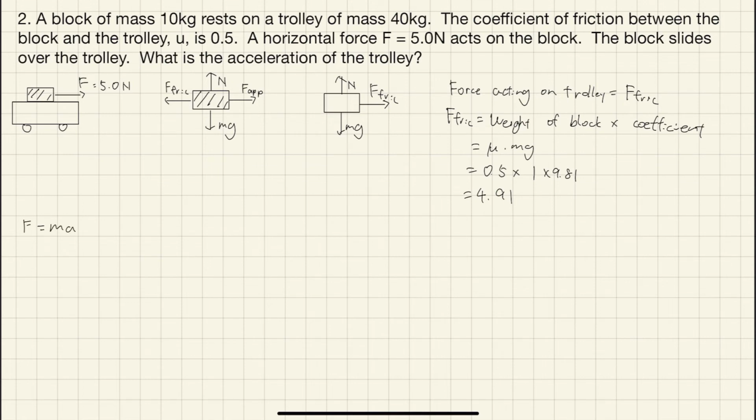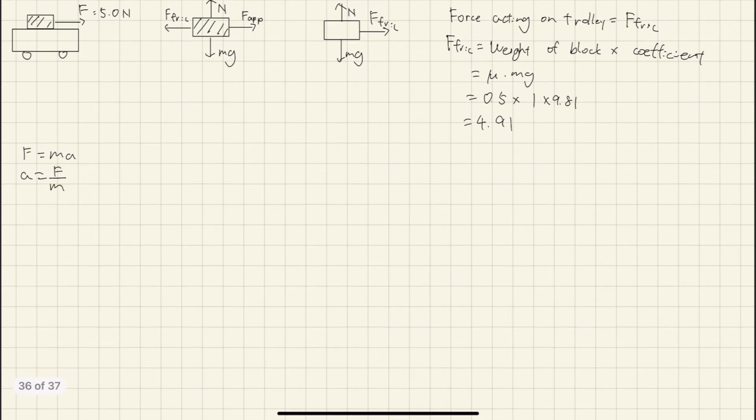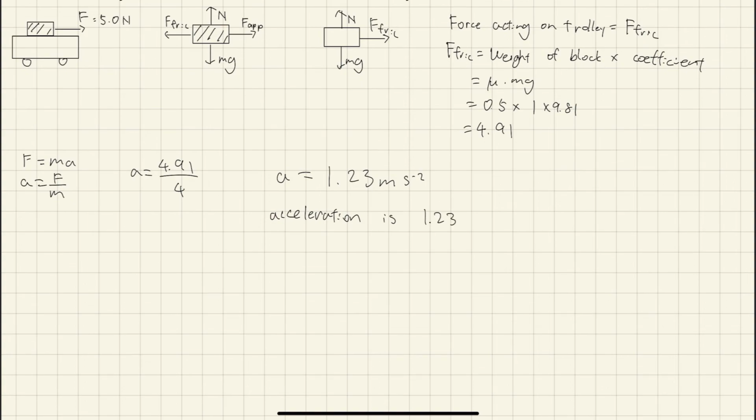Using our understanding of force acting on the trolley is equal to the frictional force we just found, we can simply do F equals ma, where a is rewritten as F over m, and find acceleration of the trolley. In this case, acceleration will be 4.91 over 4. Therefore, the acceleration is 1.23 meters per second squared.